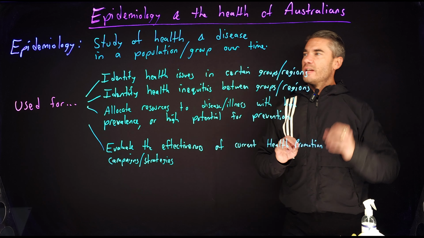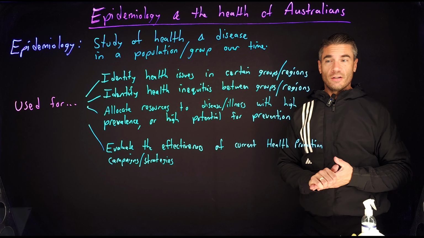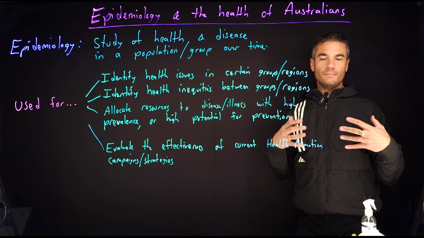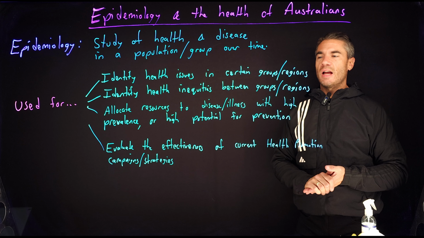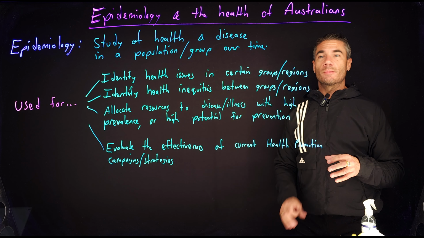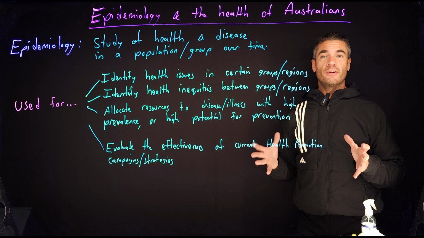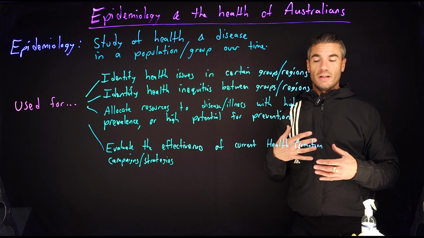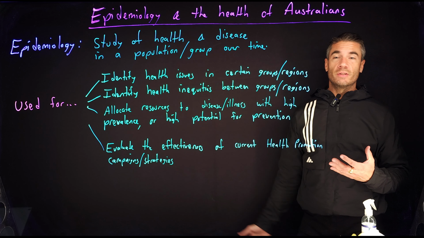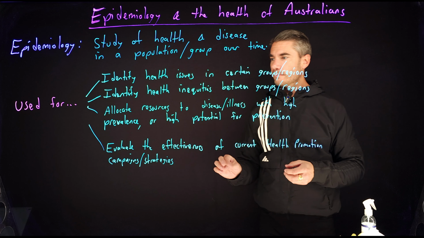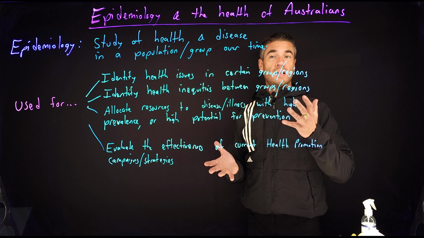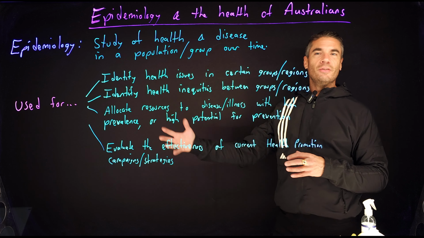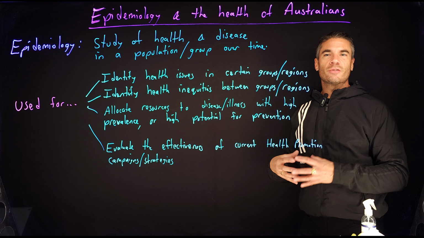So we can also use epidemiology data to identify health inequities between groups and regions. So if you look at something like cardiovascular disease, and you look at people who live on the coastline of Australia as opposed to people that live inland in Australia, you will find that there is a slight inequity there as to the mortality rates of cardiovascular disease being higher for people that live in rural and remote areas. That doesn't necessarily mean that people just by living towards the centre of Australia are naturally more unhealthy.